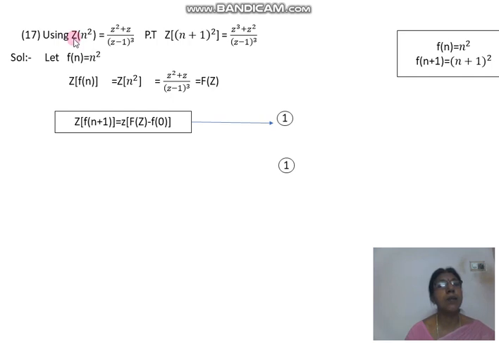To denote the Z transform we put a capital Z. The final answer, whichever n function we take the Z transform of, comes in terms of z. Now these z terms are in small letters.